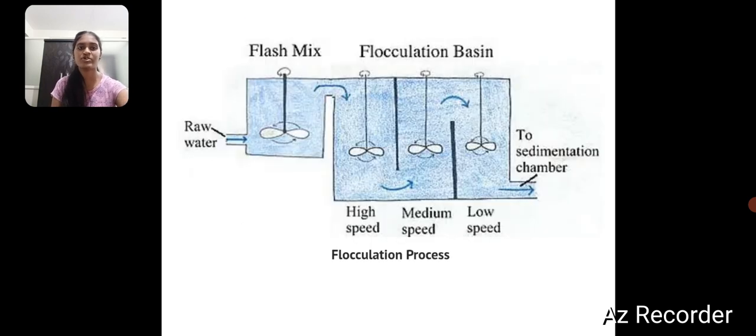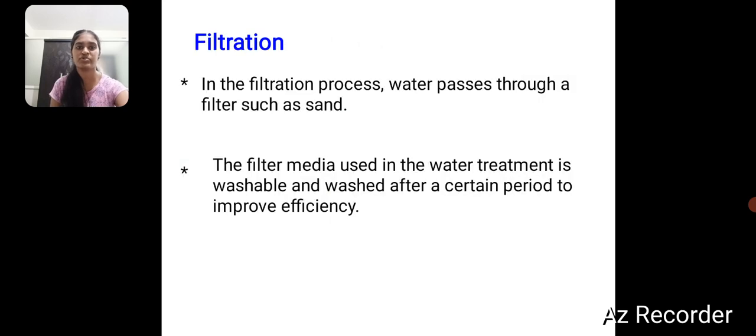This is the flocculation process. First, we take the raw water and flash mix it, with flocculation basins at high speed, medium and low. Then it goes to the sedimentation chamber.